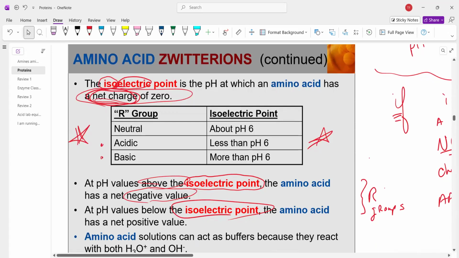Okay, I want to end on this point here, the isoelectric point. This is a really cool concept.